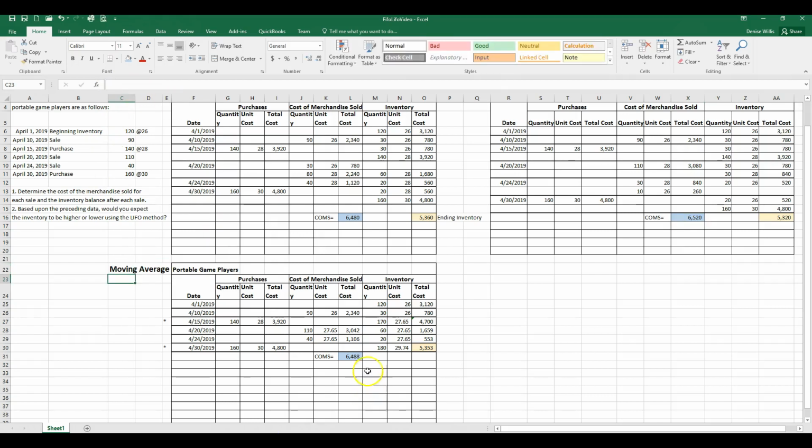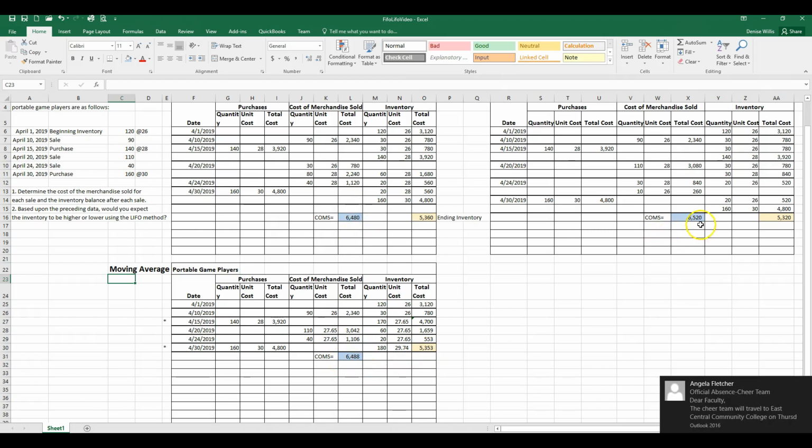The moving average method, these numbers should be in between the others. This is 53.20, this is 53.60. 53.55 is indeed between them. It's averaging it all out. Here are cost of merchandise sold. You have $64.80 here, $65.20 there. This is in between them because it is an average.